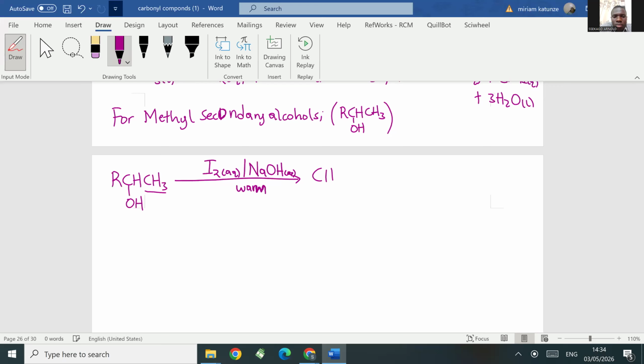We get CHI3. Then plus the remaining part is oxidized to a salt of a carboxylic acid, plus some other minor products. You have minor products: sodium iodide and water.